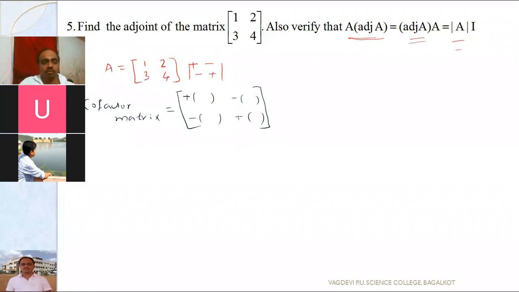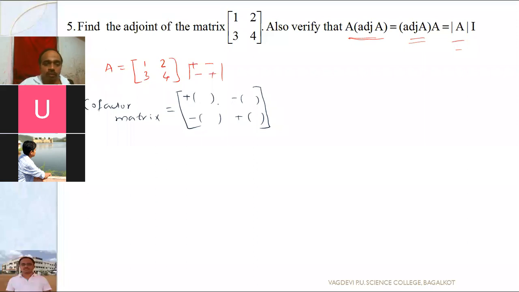This is the skeleton. In biology, you have studied the skeleton. Now we'll put some flesh and blood. This is the skeleton of the cofactor matrix. So now plus bracket, minus bracket, plus bracket. So write like this. Now after this plus, what would I write inside the bracket? Here I would write the minor, because already I have written plus here. Inside the bracket I would write the minor. Next I have written minus, again I would write the minor.